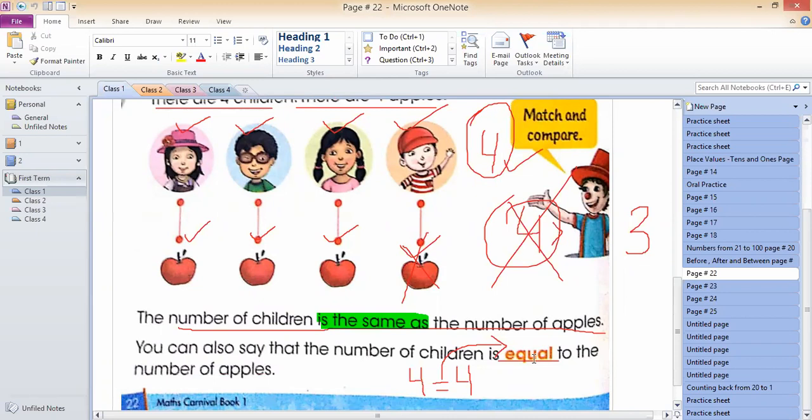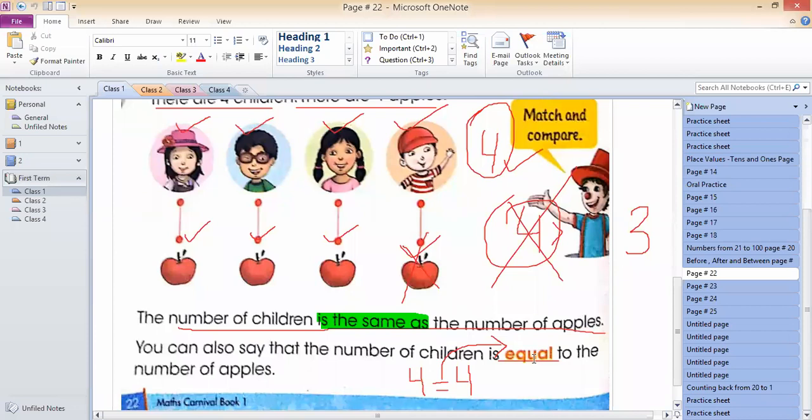So we learned here, guys, whenever we have the same number of objects, we can compare them by saying that the number of this object and the number of that object is the same. Or we can also say that both objects are equal to each other, right? Whatever objects we are talking about, if we are comparing apples and bananas, and we have 4 apples and 4 bananas, we can say the number of bananas is the same as the number of apples, and the number of bananas is equal to the number of apples.